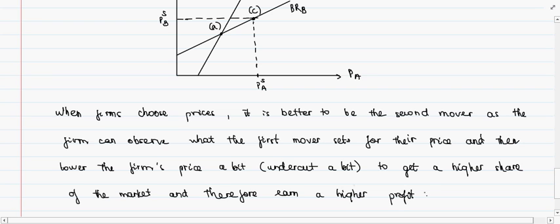Okay, so it's better to be the second mover, because you will now be able to set your price lower than the first mover, and therefore undercut him, and therefore capture a higher share of the market and earn a higher profit.